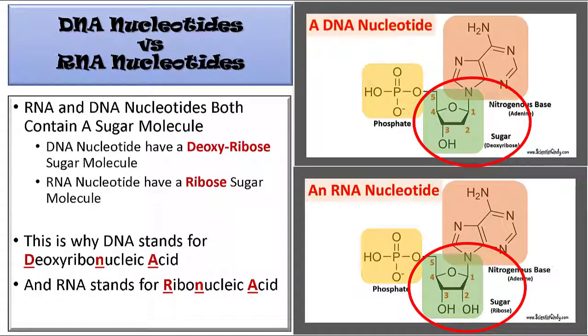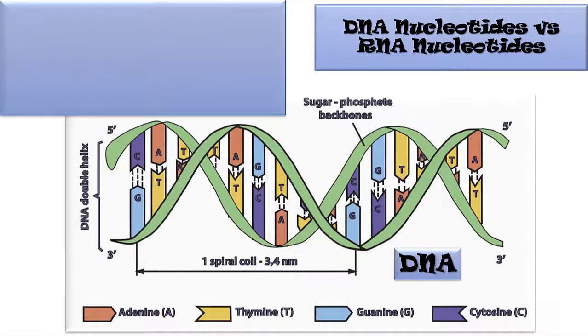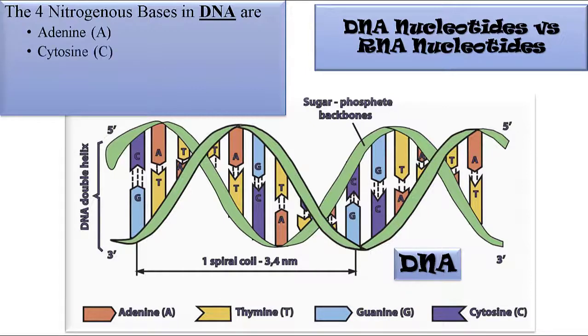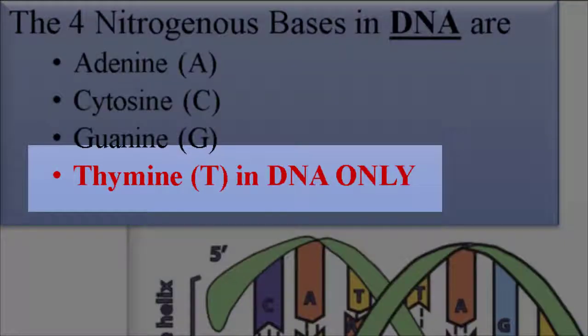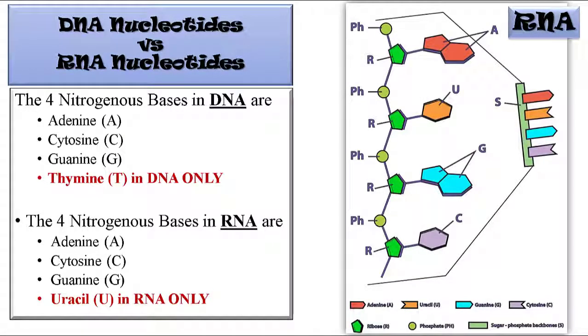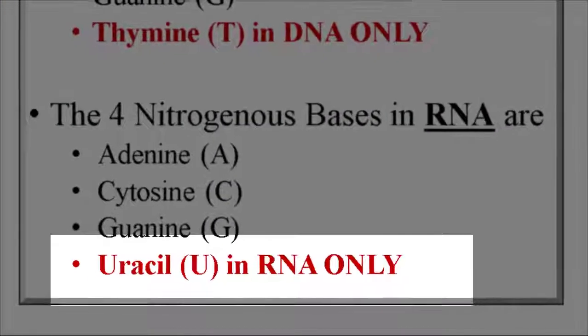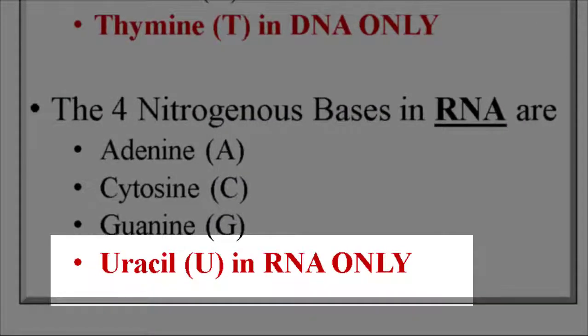There are also some differences between the types of nitrogenous bases that can exist in DNA nucleotides versus RNA nucleotides. The 4 nitrogenous bases that can exist in the DNA molecule include adenine, cytosine, guanine, and thymine. Note that thymine is found in DNA only and is not found in RNA. The 4 nitrogenous bases found in the RNA molecule include adenine, cytosine, guanine, and uracil. Note that uracil is found in RNA only and is not found in DNA.